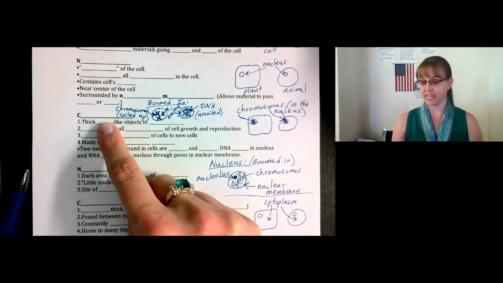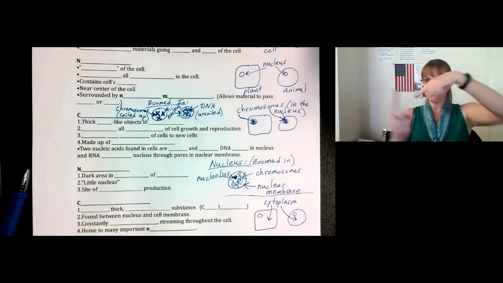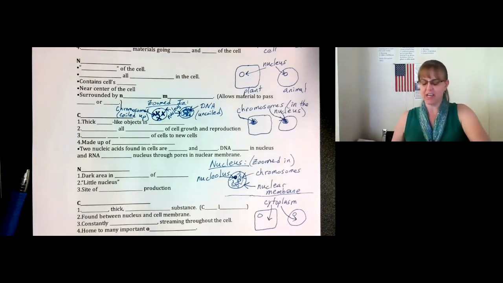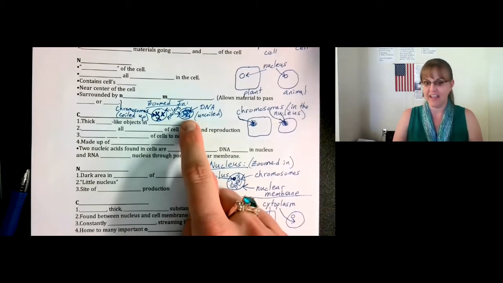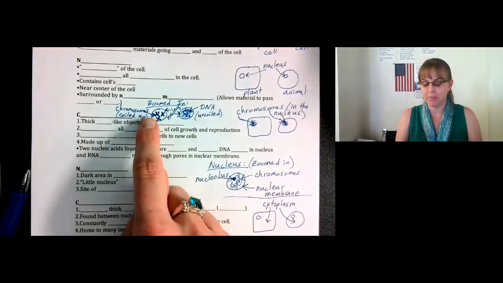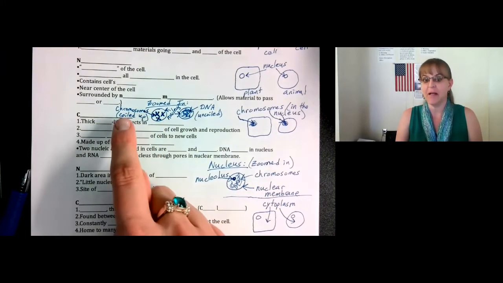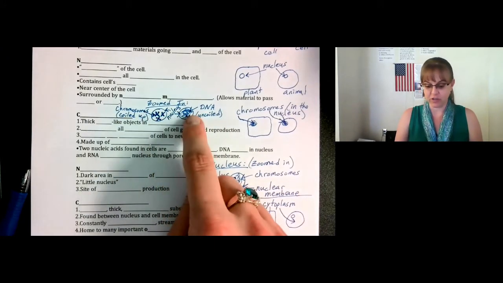Chromosomes are made of DNA. DNA holds all the genetic information for the cell. So DNA is a double twist, a double helix of two strands that has all the genetic information. When the DNA is uncoiled and looks kind of like spaghetti, that's DNA or chromatin. When it's all coiled up into little pairs of rods, those are chromosomes. Either way, the DNA is found in the nucleus.